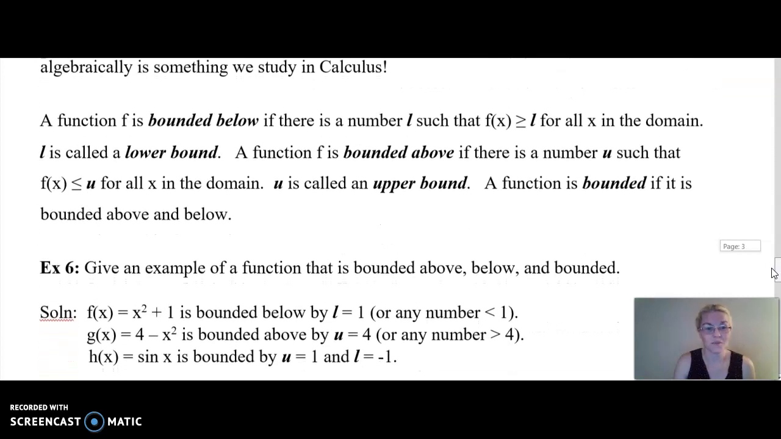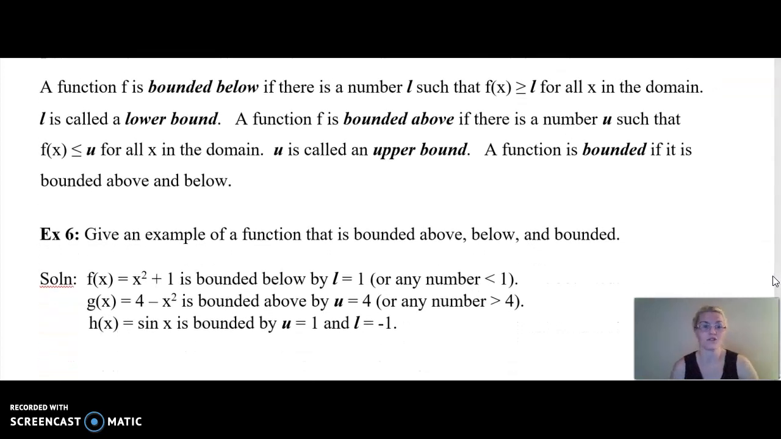All right, so let's talk a little bit about another property of functions, being bounded. A function f is bounded below if there's a number L, for low, such that f of x is greater than or equal to L for all x in the domain. L is called a lower bound. Parabolas, y equals x squared. That's going to have a lower bound, L equals 0.